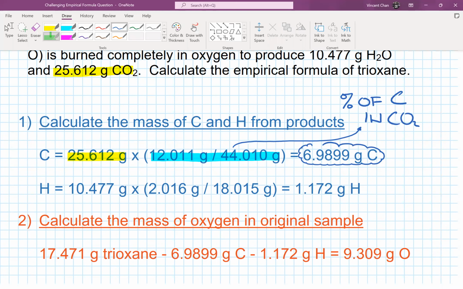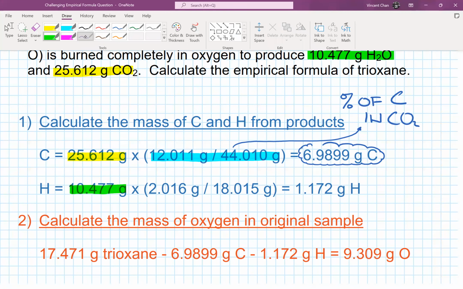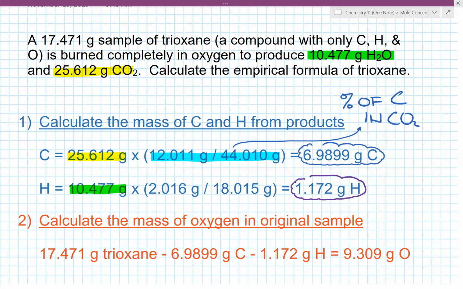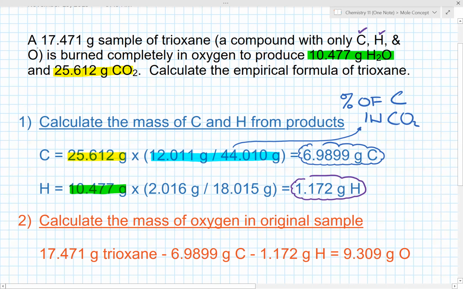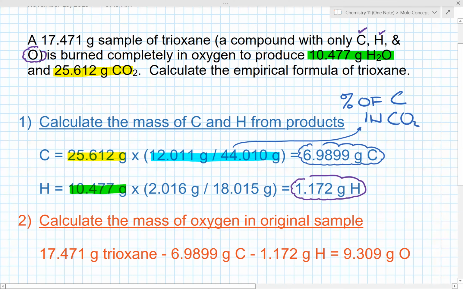We do the same process with hydrogen, the 10.477 grams of water, and then you calculate the percent composition of hydrogen in water, and we get a value of 1.172. Now, but you might say, Mr. Chan, we've got the carbon, we've got the hydrogen. How about the oxygen in the original sample? So if we take the 17.471 grams of trioxane and we subtract the amount of carbon, subtract the amount of hydrogen, we have 9.309 grams of oxygen in the original sample.